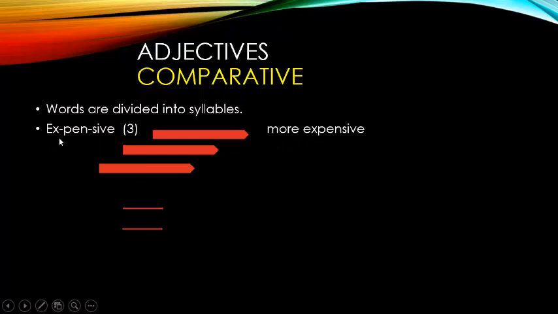A word, for example, like expensive, it has three syllables. So it is not expected that you will add more letters here, ER or EST, for example. So instead you add a word like more. So you say more expensive.